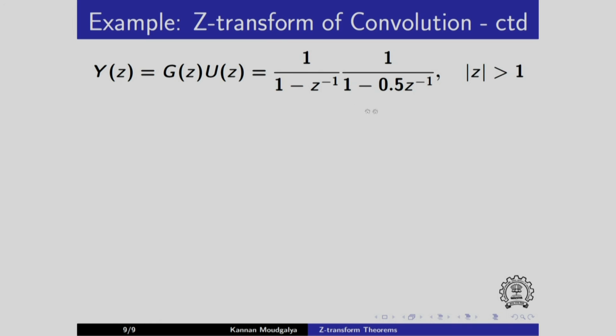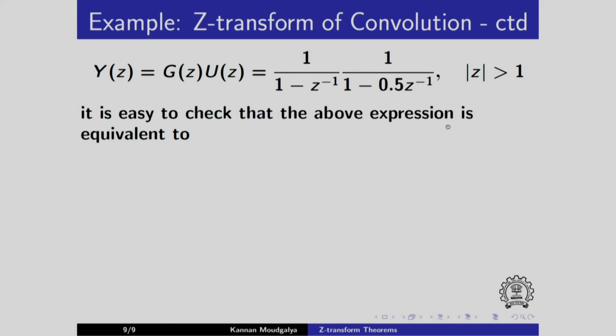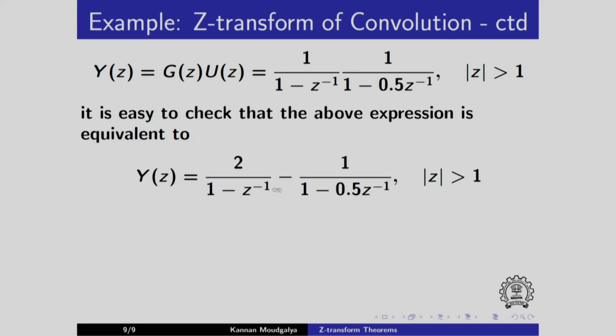So this was the z transform of g, this is the z transform of u. Let us multiply these two, and we have taken absolute z to be greater than 1. We wanted absolute z greater than 0.5 as the region of convergence for this. For this, the region of convergence is absolute z greater than 1. So we have taken the larger of the two, namely absolute z greater than 1, and that will satisfy the condition for this also. It is easy to check that this above expression is equivalent to this.